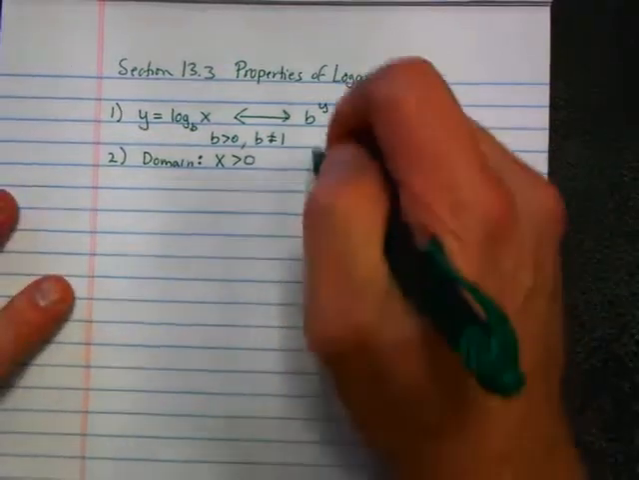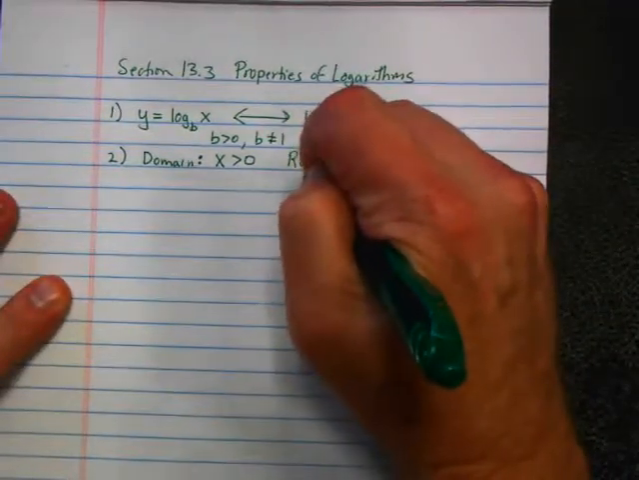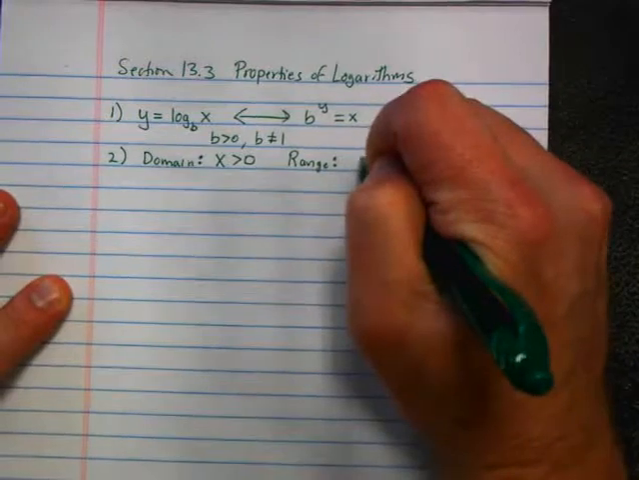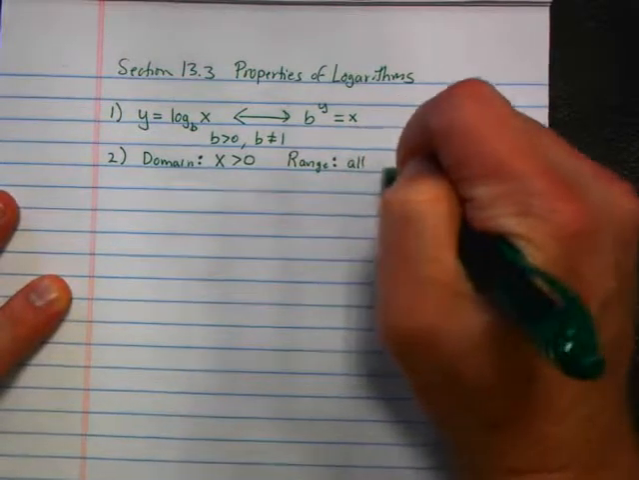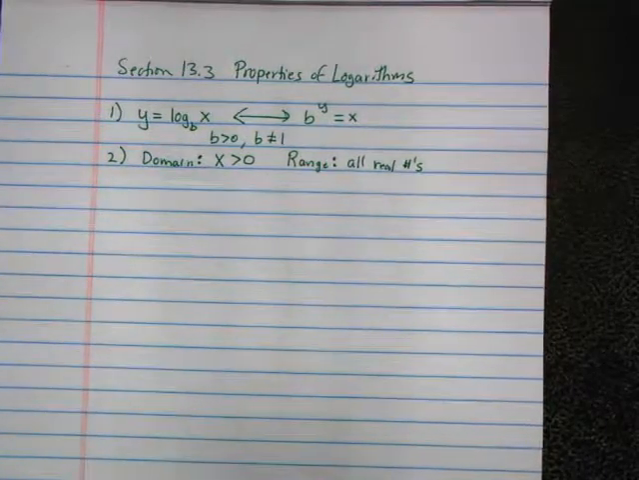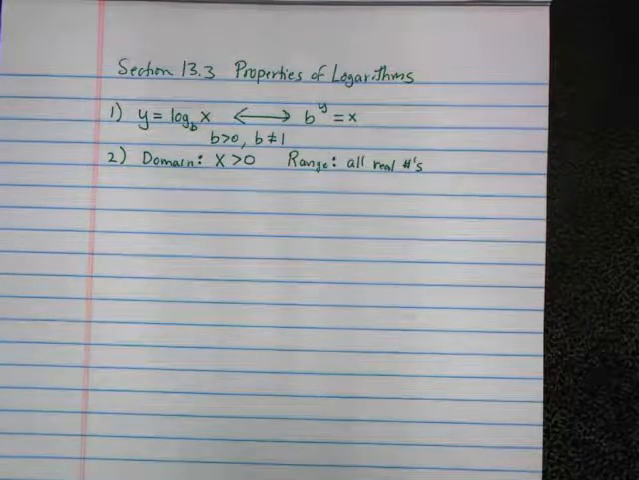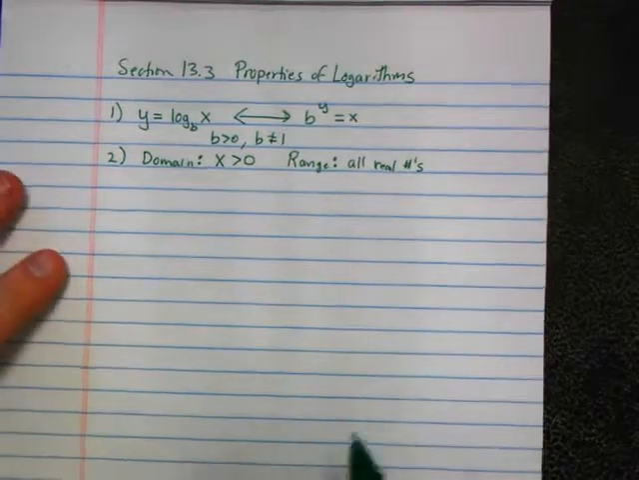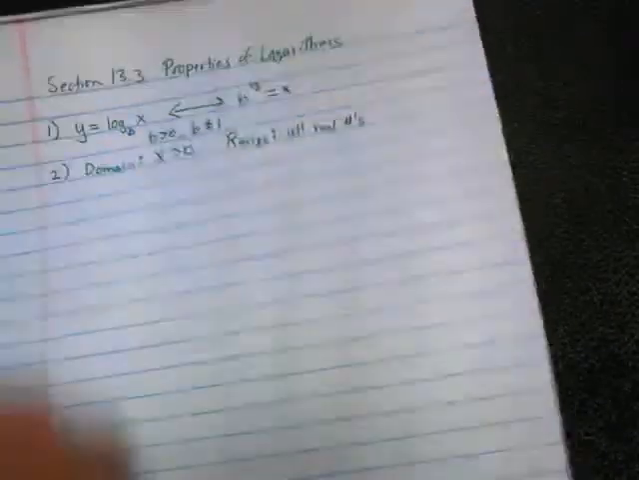And we also determined the range. Range was y is all real numbers. So the only x numbers we can plug in are positive numbers. On the other hand, the answers we can get, the y values we can get, are anything. We saw that we could get positive numbers, we could get negative numbers, we could get 0. So a few examples of this. I'll start a new page to do some examples.